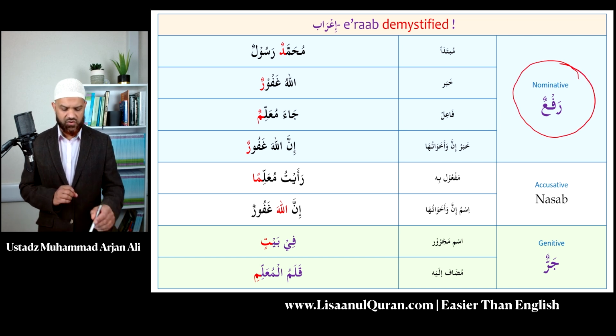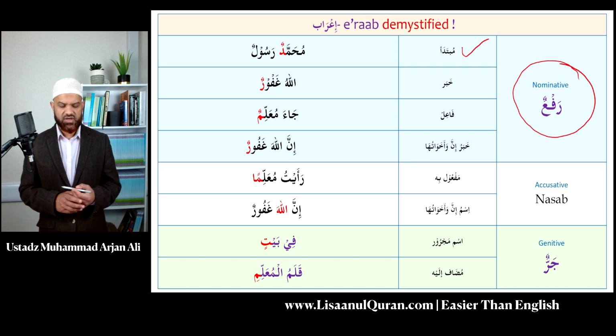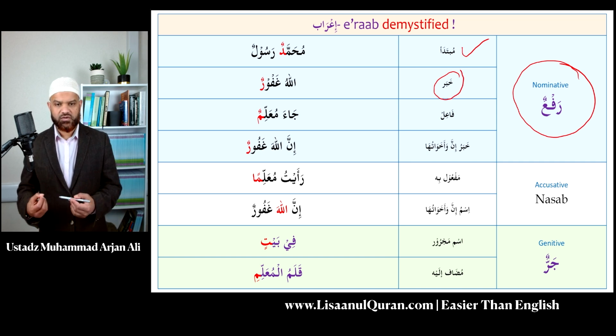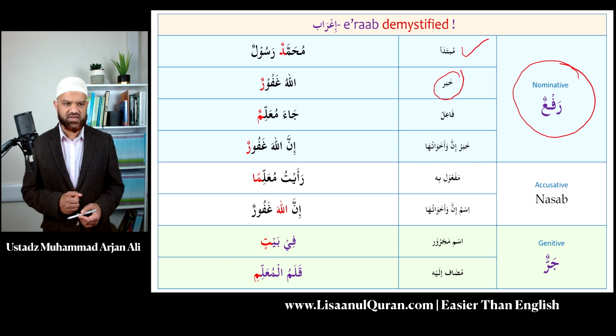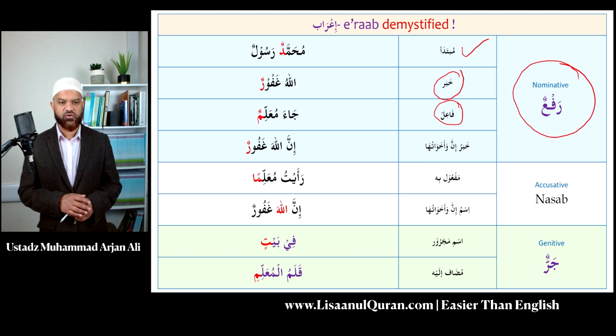The first role, you know that it is Mubtada. Example, Muhammadun Rasulun. The second, you know, is that it has to be or should be playing the role of khabar. Allahu ghafurun. Ghafurun is your khabar in this sentence. Third, you know when it is the doer of a verb. So there's three here for you.